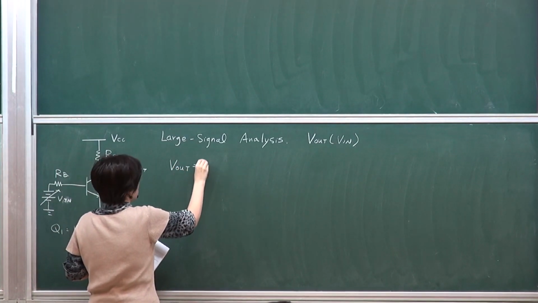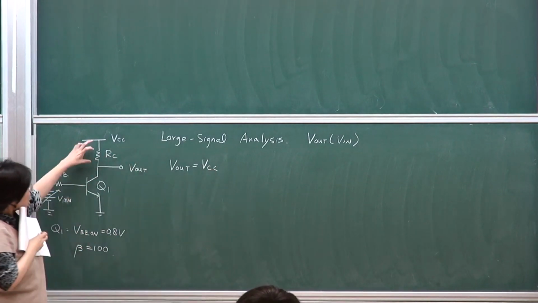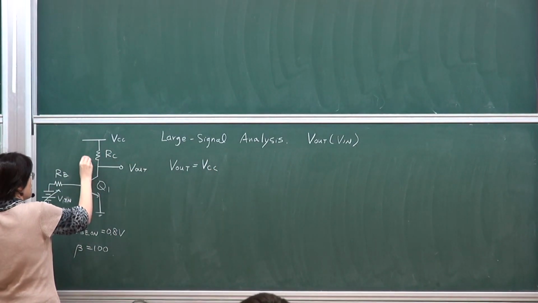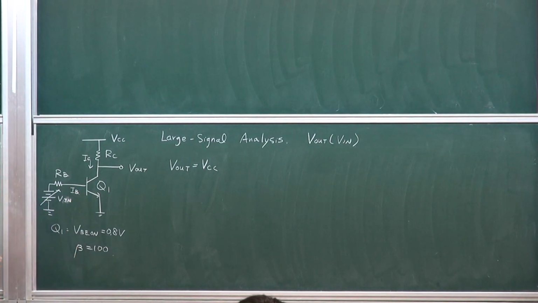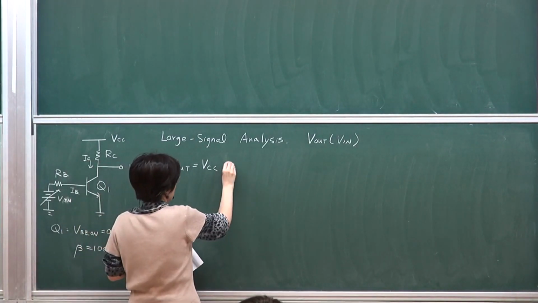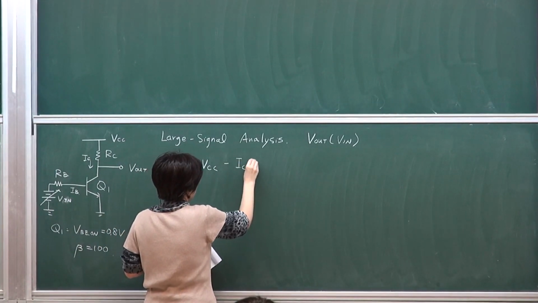VL will equal VCC. Simply from here, we know that this is IC. So VL equals VCC minus IC RC.